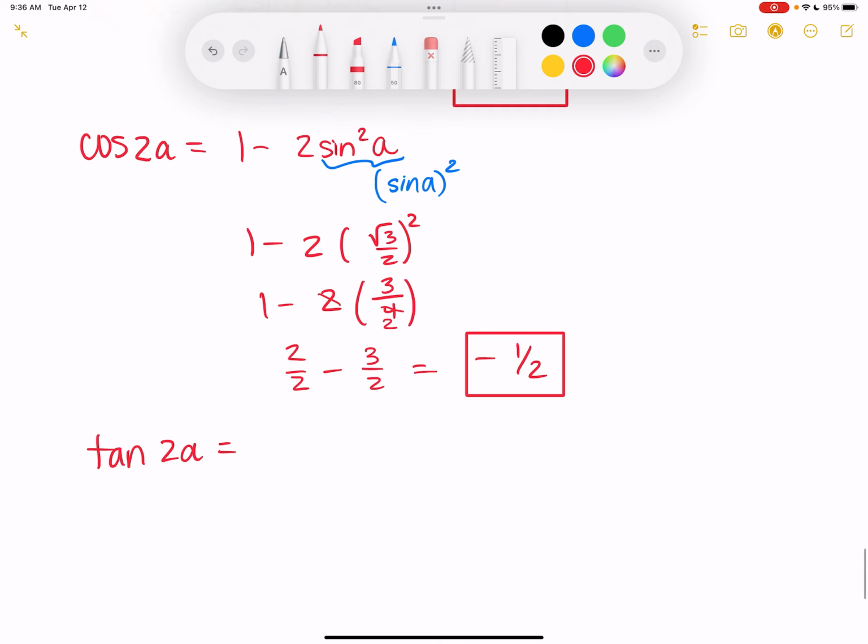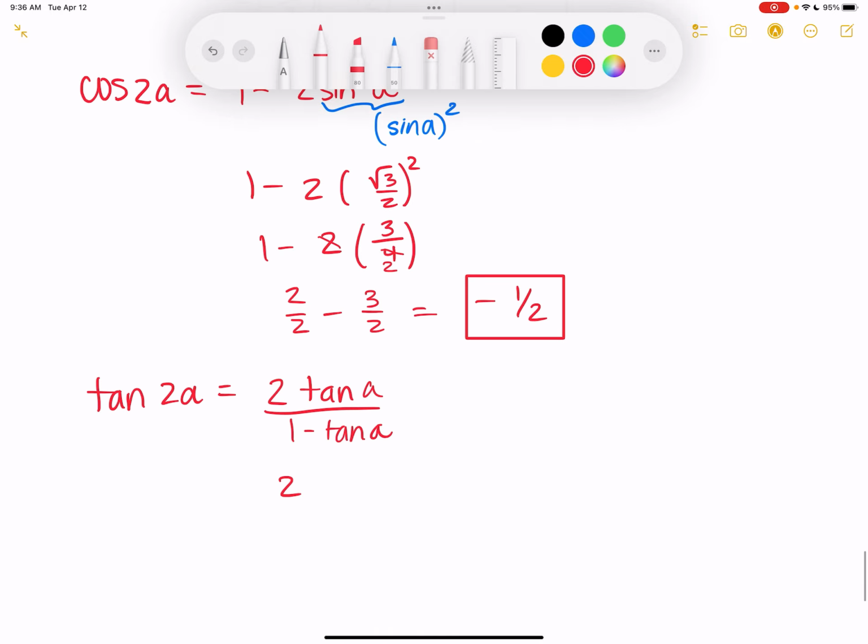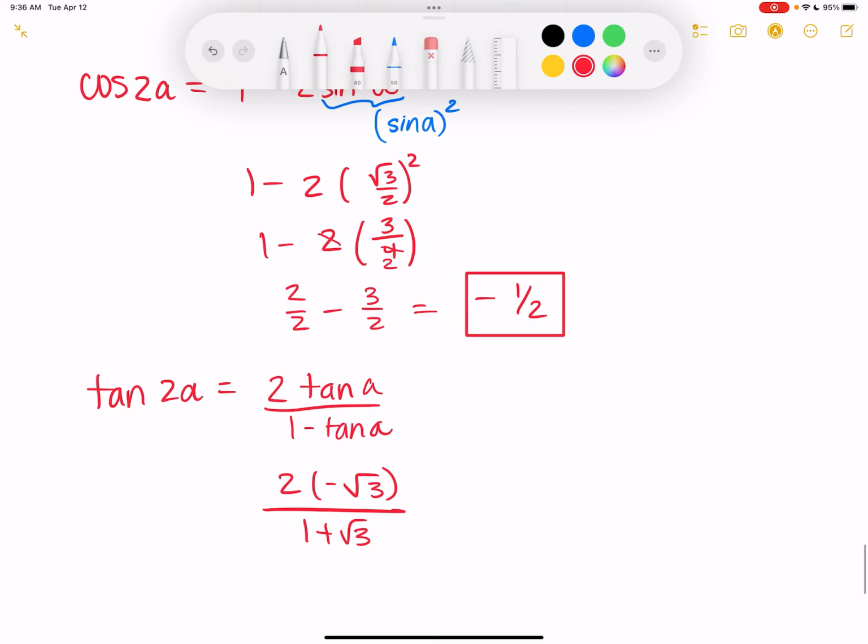All right, tangent of 2A. 2 tan A over 1 minus tan squared A. All right, so tangent of A is minus root 3. So 2 times negative root 3 over 1 minus a negative, so plus root 3. So that's, just so we see it, negative 2 root 3 over 1 plus root 3. So now what am I going to need to do with this one?